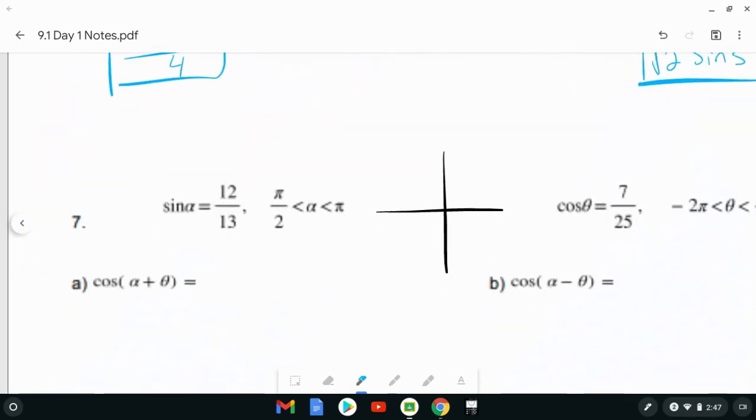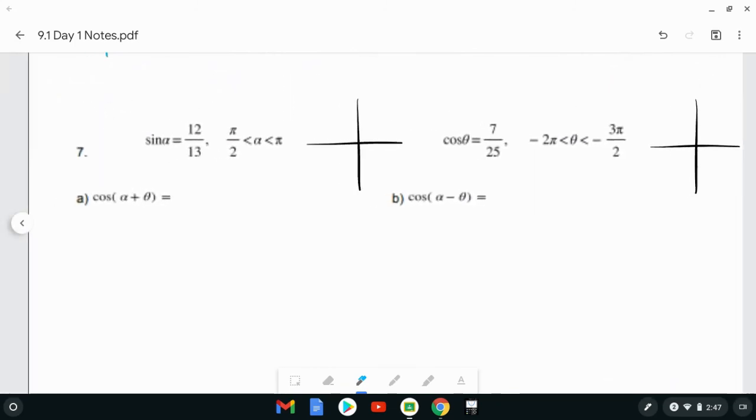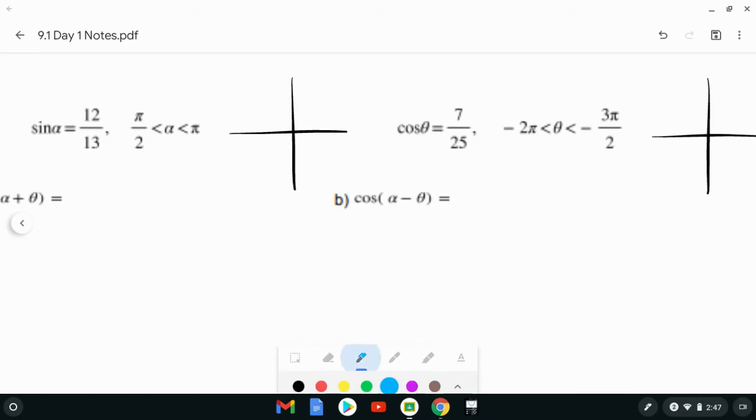If we take a look at number 7, they're giving you a part A and B. They're giving you sine of angle alpha equals 12 over 13 in the quadrant between pi over 2 and pi, so that's going to be quadrant 2. So what we want to do here, in order to find the actual angle alpha, is draw our reference triangle.